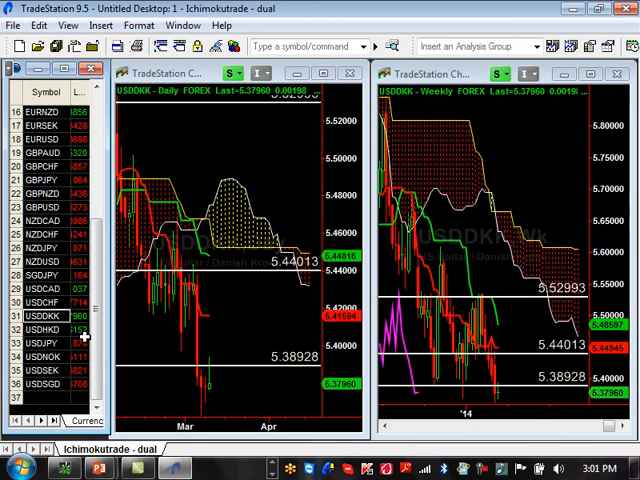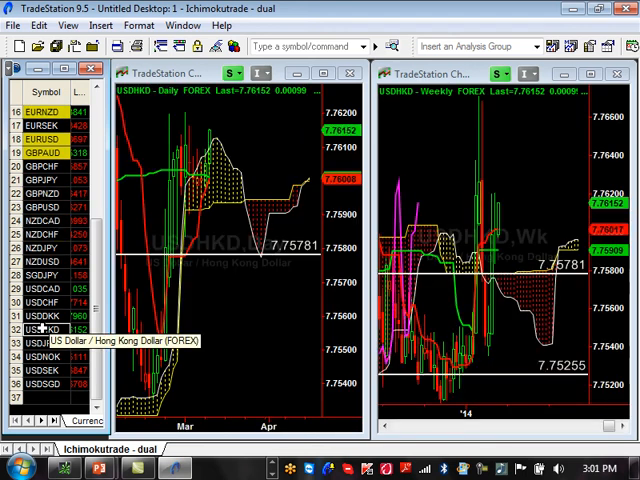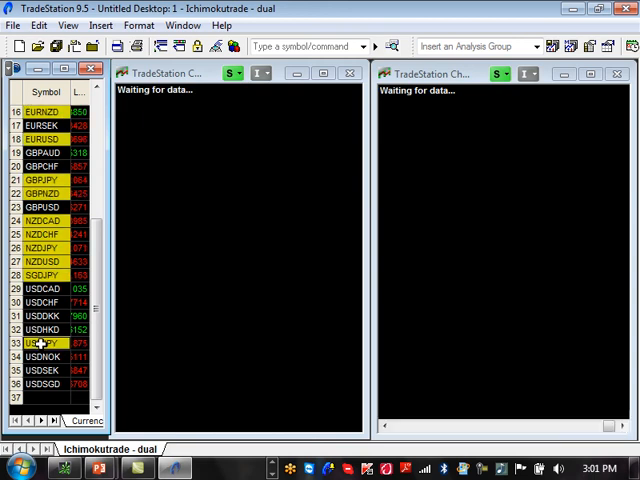USDKK is bearish trending, slowly going down, breaking all the support levels there. It's at a minor support level right now, major support level, which is 38.92. Resistance is 52.99. USD Hong Kong really looks ugly. We're going to move on from that one.